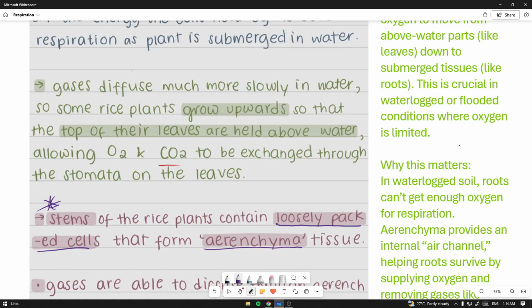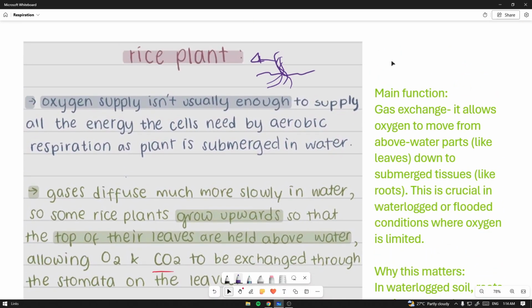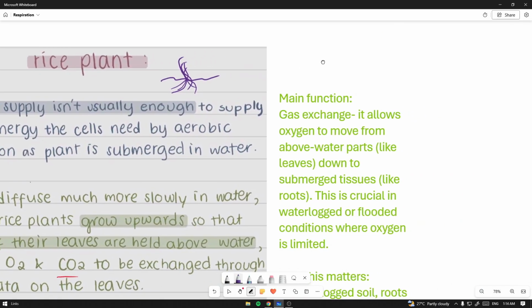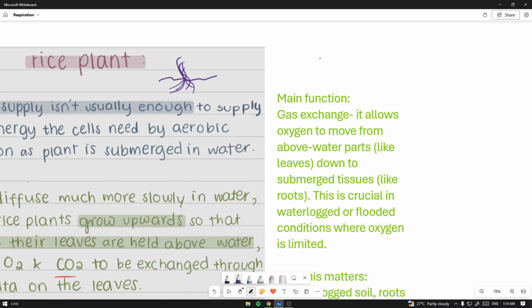Stems of the rice plants contain loosely packed cells that form parenchyma tissue. So parenchymas are tissues that are large, and they've got large air spaces which allow efficient gas exchange. So what happens is that gases from the shoot go into the parenchyma, then to the plant, right? So I'm gonna discuss the function of parenchyma now.